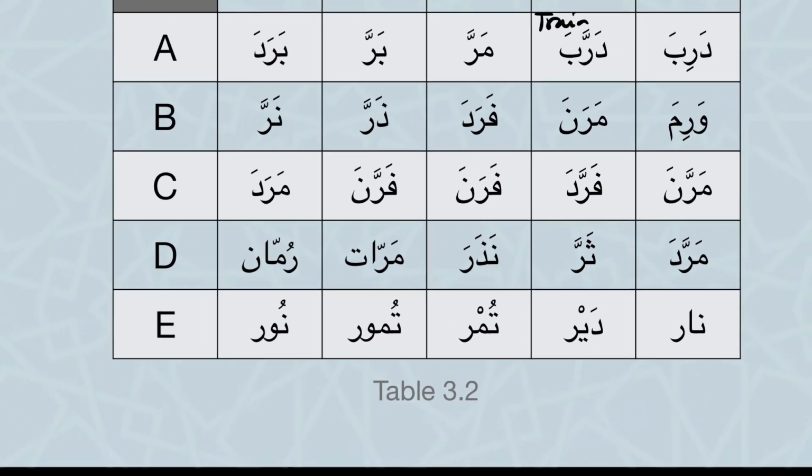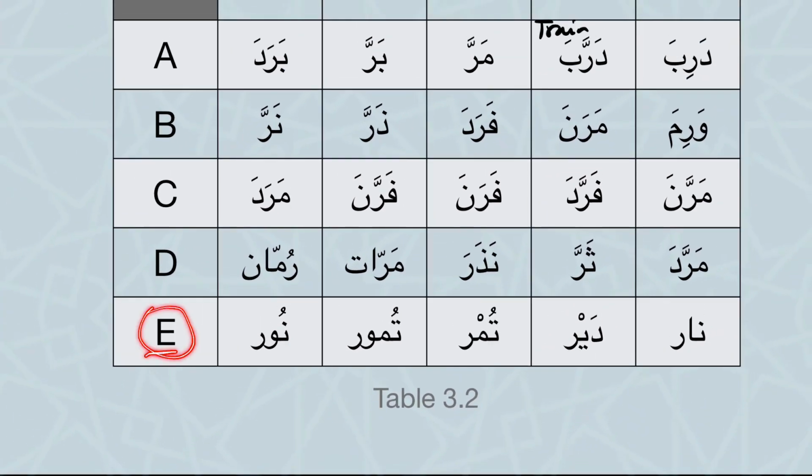The row E is actually very simple. Anyone wants to take it? It has no shadda, has nothing. Okay, let's go.